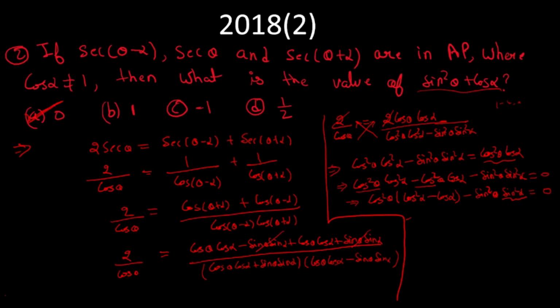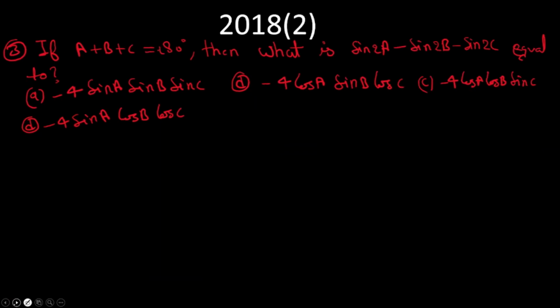Okay. So now we will move on to question number 3. Question number 3 is: given a plus b plus c equal to 180, then what is the value of sine 2a minus sine 2b minus sine 2c equal to? So what we will do here, I apply the sine c minus sine d formula.